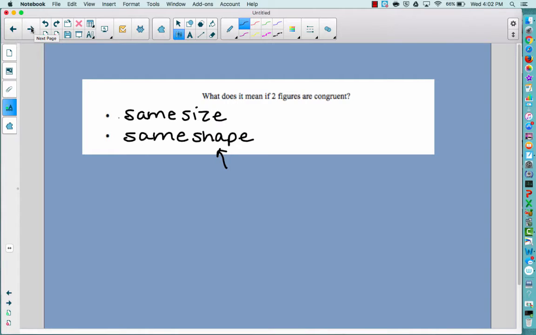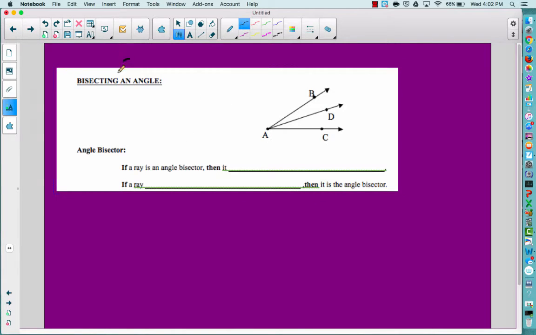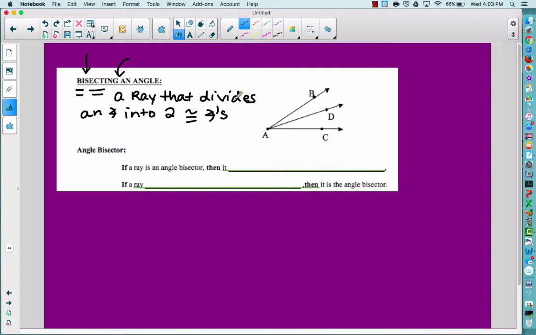All right, the last thing I want to talk about is bisecting. Bisecting an angle. In the last section, we talked about bisecting a segment, and we broke down the word bisect. The word bisect means, bi means two, sect means section something off. So if I'm bisecting an angle, it's cutting an angle into two congruent parts, okay? So it's a ray that divides an angle into two congruent angles.